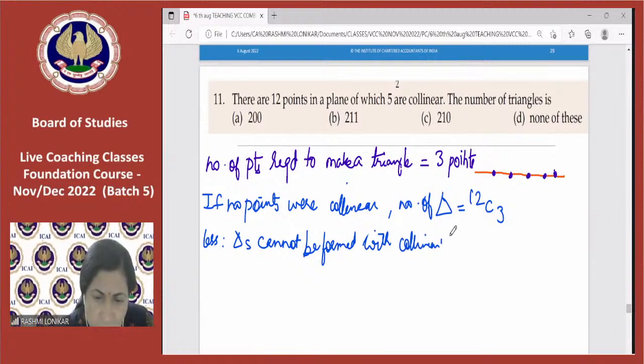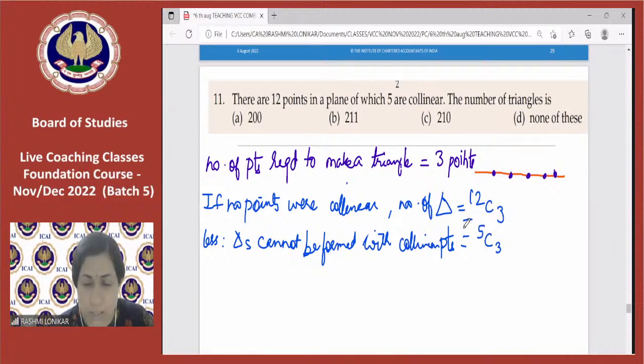I'm giving this in writing because this is for your understanding. In the exam, you just have to subtract. How many collinear points do you have? 5. 5C3. So 12C3 minus 5C3 will give me the answer. How much is 12C3? 12 factorial upon 9 factorial into 3 factorial. 5C3 is equal to 5 factorial upon 3 factorial into 2 factorial.